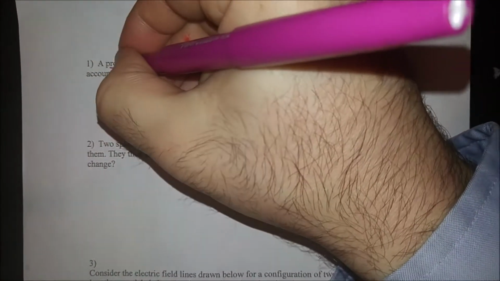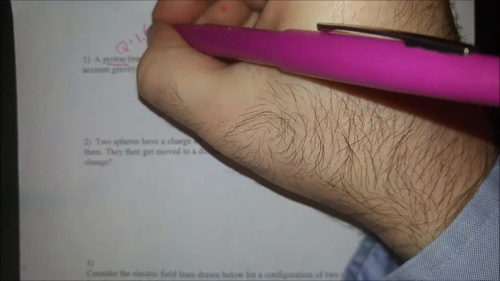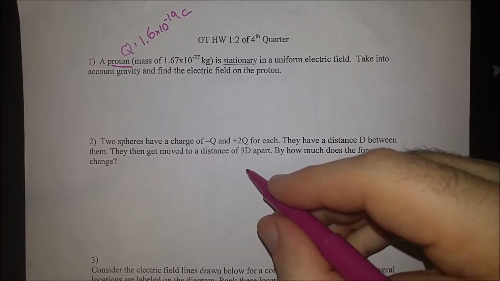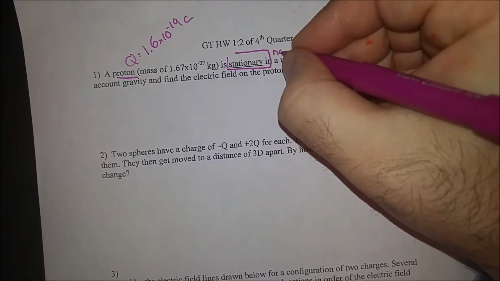Get your homework out. Let's look at number one. First things first, see the word proton? All right, the charge of a proton is above it. That's that 1.6 and 10 to the minus 19 coulombs. Next up, I see a mass there, okay? Then I see the word stationary. Stationary means it's not moving, which means the forces are balanced.